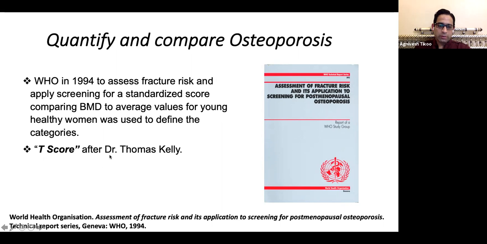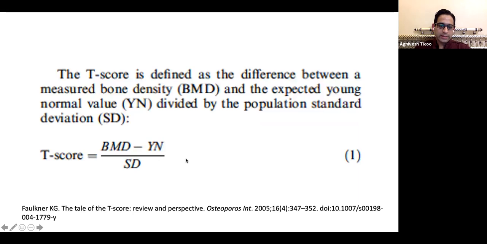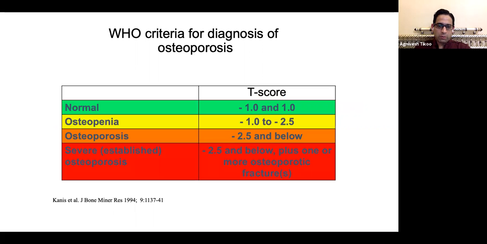We call it the T-score because it was named after Dr. Thomas Kelly, who described it. Now for the T-score, the formula is BMD minus the value of a young, normal person, divided by the standard deviation. But in general, you remember that these are standard deviations below the normal, which is much easier to remember than this formula. So WHO also classified and made the criteria for diagnosis of osteoporosis.